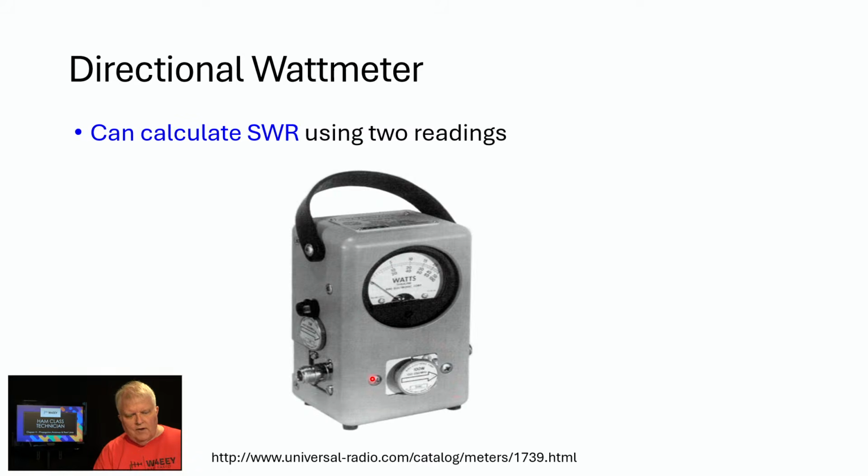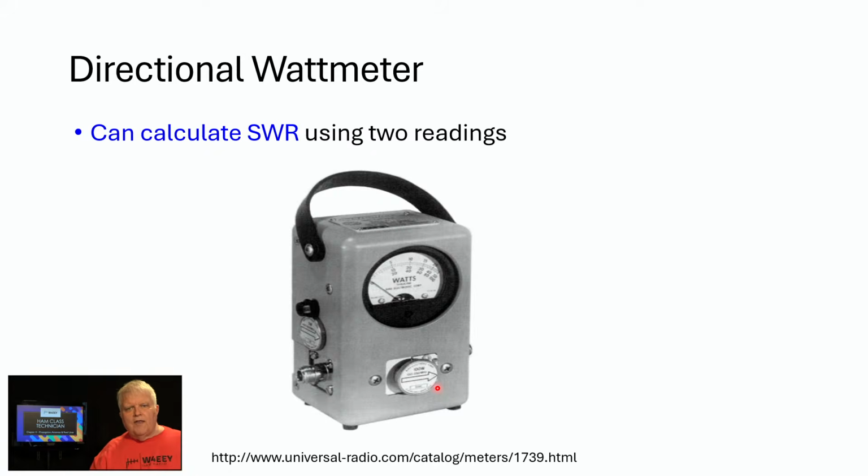And by installing one of these power slugs into this slot, you can see a spare slug is sitting over here on the side. And notice there's an arrow on this slug pointing in that direction, which means that we'd be reading the forward power, the power going toward the antenna. If you take this slug and turn it 180 degrees, then you're reading the reflected power coming back from the antenna.